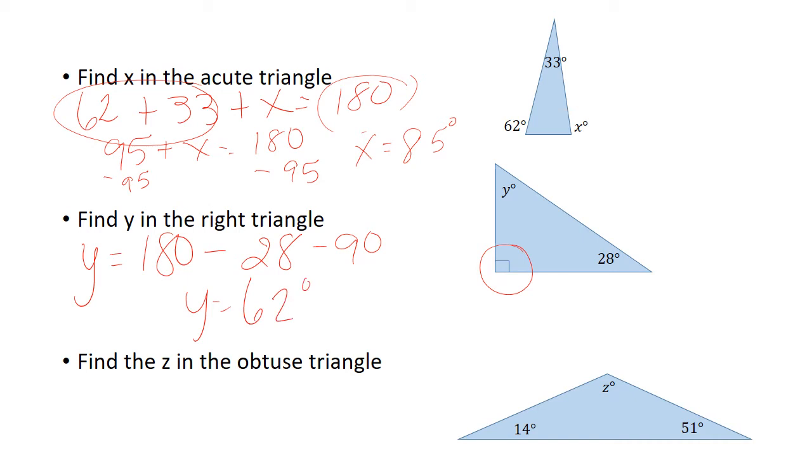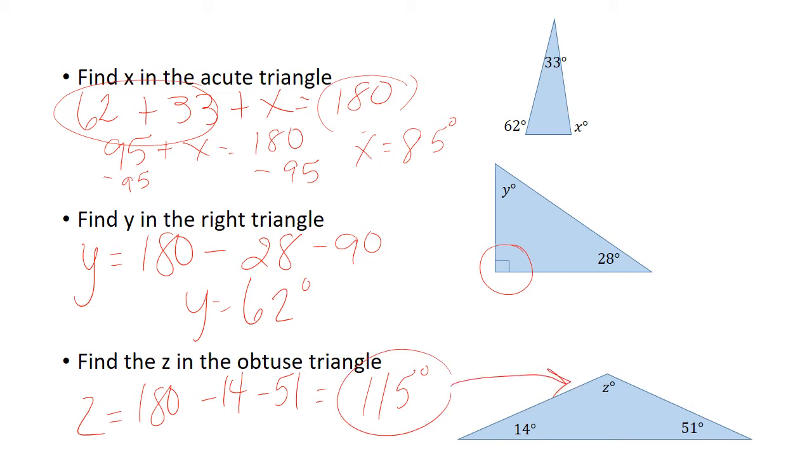Alright, so for the obtuse, we know that z is going to be equal to 180 minus 14 minus 51. Right, and that will give us 115 degrees. So in this case, what we're looking for here is the obtuse angle, all right? And the other two should be acute, because in a right triangle we have one 90 degree and two acutes, and in an acute triangle we have three acutes, in which case these work out, so our math was probably right. It's a good way to check yourself.